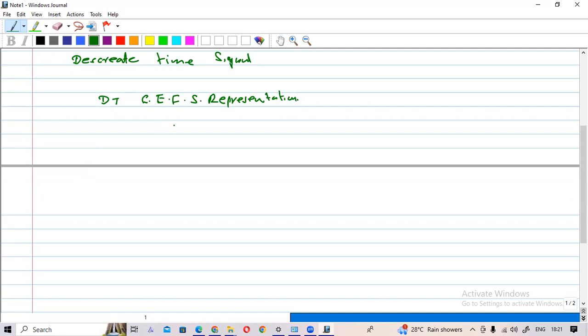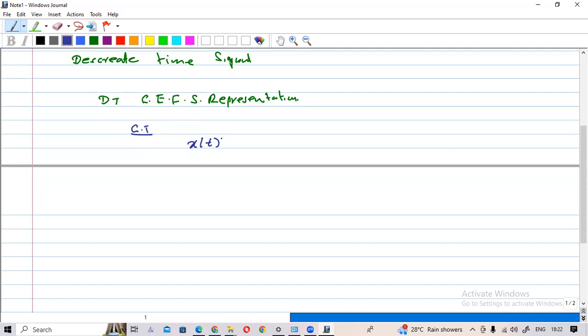So we have already learned this concept for continuous time signals. The same thing is there for discrete time signals also. So maybe for continuous time signals, we can recall it. A signal x(t): any signal, the signals we are dealing with in day-to-day life.